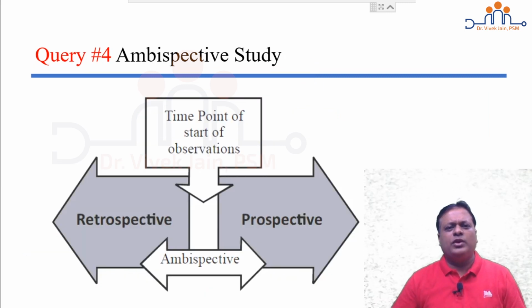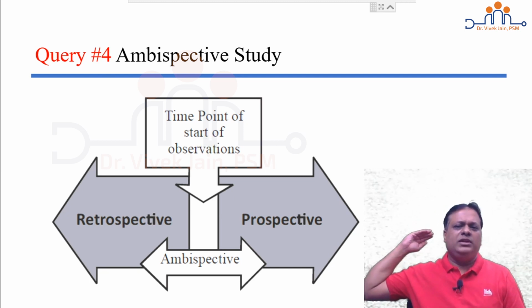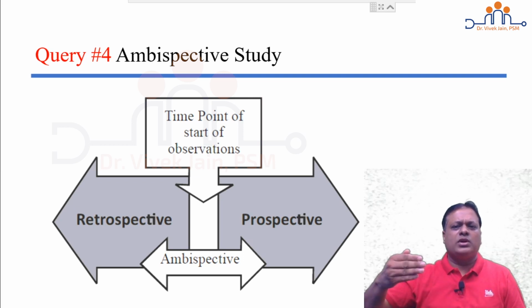So friends, if you look at the design, at the point of starting the observations, first you go retrospectively, find out smokers and non-smokers from hospital records, come to the current time, look at the outcome, lung cancer, and that will complete your retrospective cohort study.